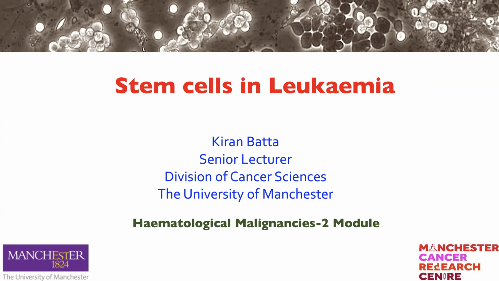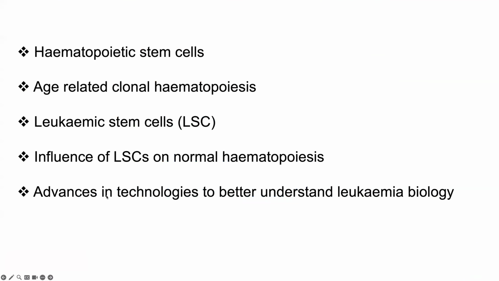I'm going to cover the following topics. I'm going to start with hematopoietic stem cells, or HSCs. What are hematopoietic stem cells? What are the characteristic features of hematopoietic stem cells? How do you identify these stem cells? And how do you quantify them?